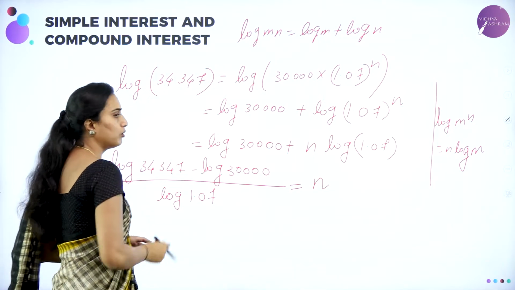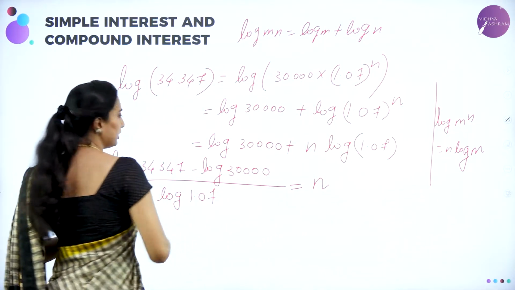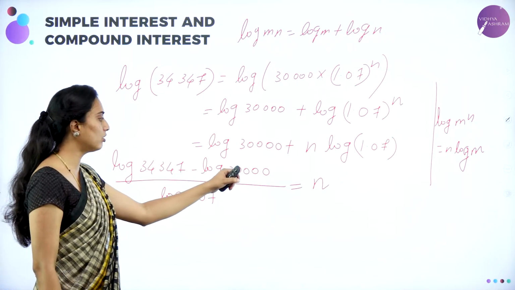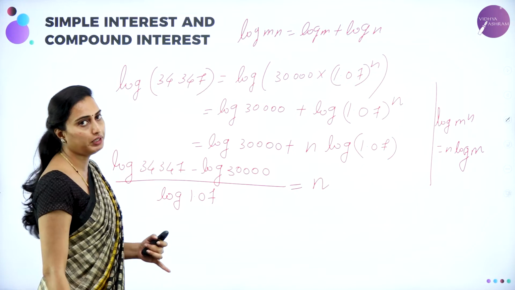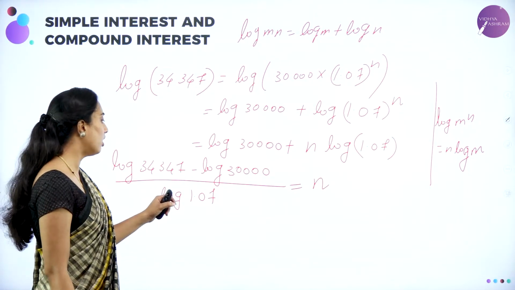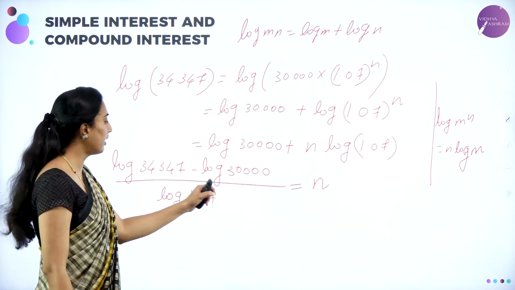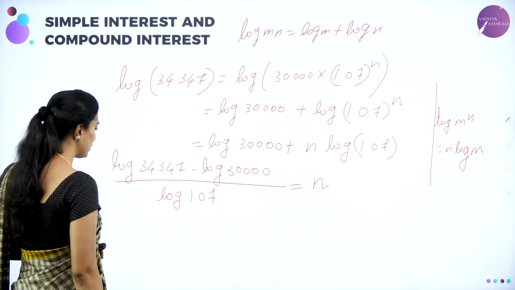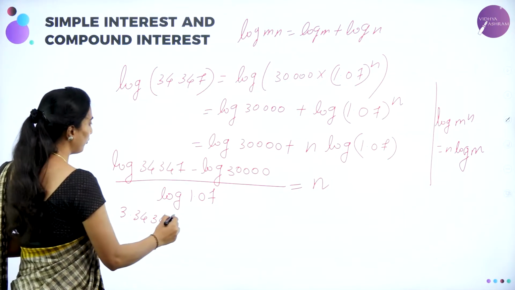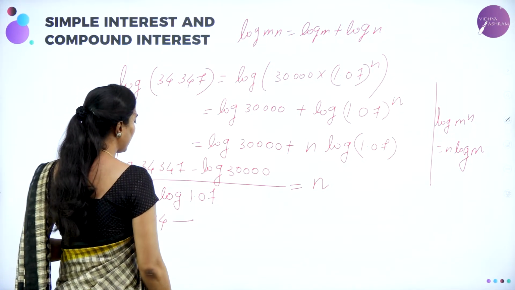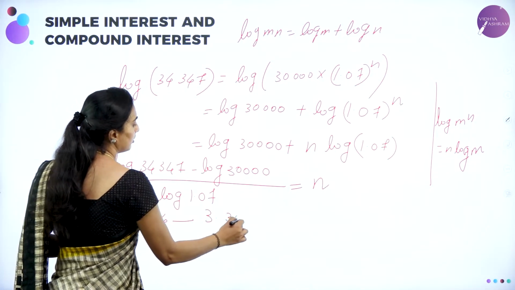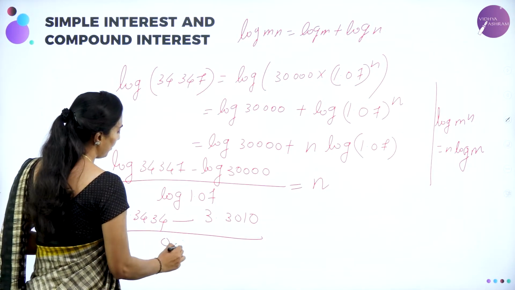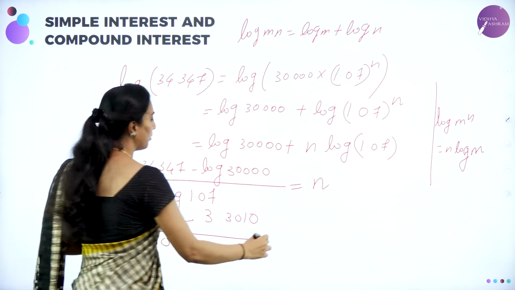Now substitute the values by checking the logarithmic table: in the 34th row and third column, fourth is the mean difference. Here also 30th row and 0 is the mean difference, and the column is 0. And log 10th row, 7th column you are going to check. The answer for this one will be 3.3434 minus this, you are going to get 3.3010, divided by log 1.07 is 0.0211, is equal to n.